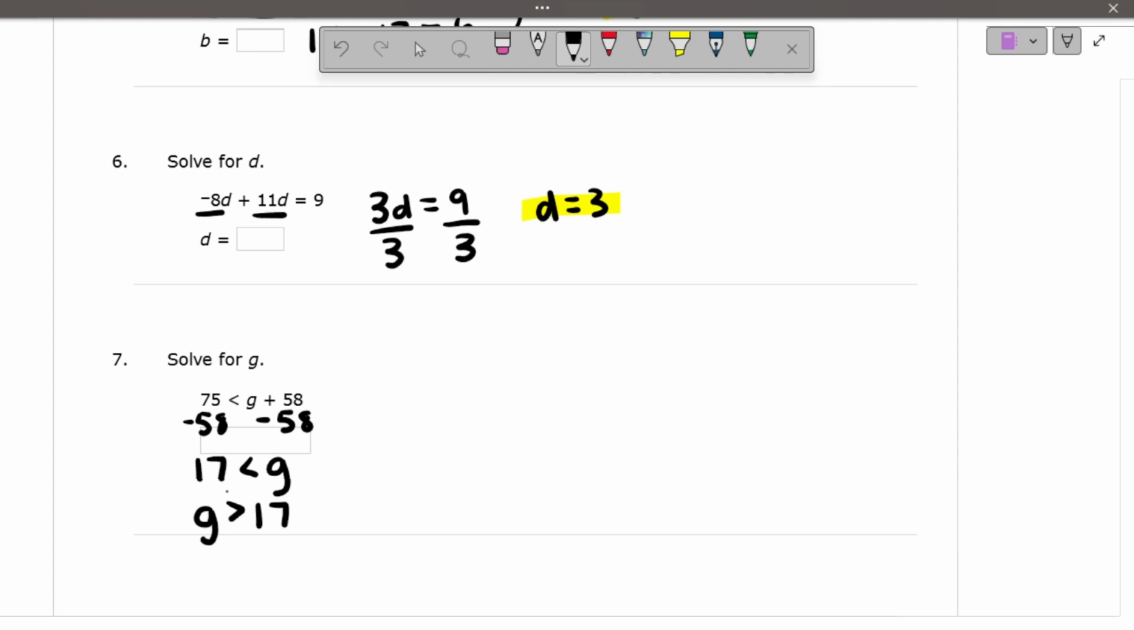That doesn't mean we changed the problem. That just means we changed how it was written. So these still say the same thing effectively. 17 has to be less than G, which is also the same thing as saying G has to be greater than 17. So just know that if there are a bunch of options, all of the variables are going to be on the left side, and you'll want to pay attention to what side the, let's call this the open mouth, is facing. So right now we see the open mouth is facing towards the G, and down here the open mouth is still facing towards the G.